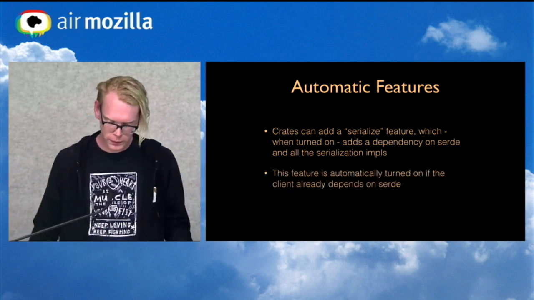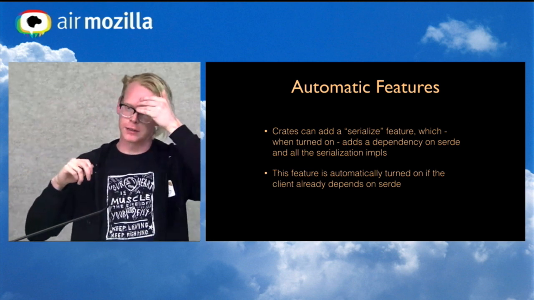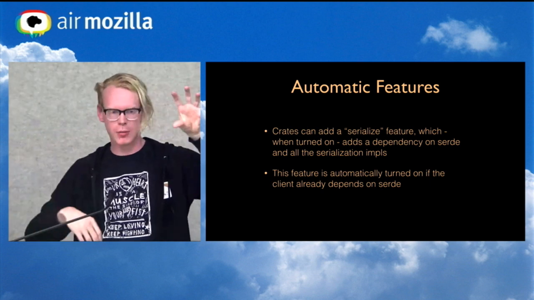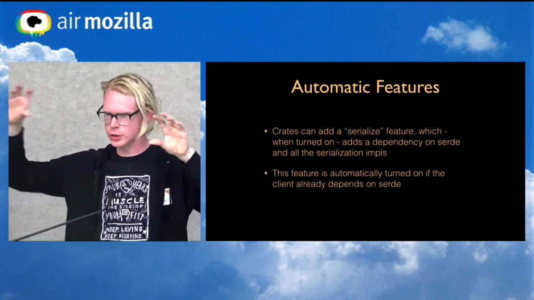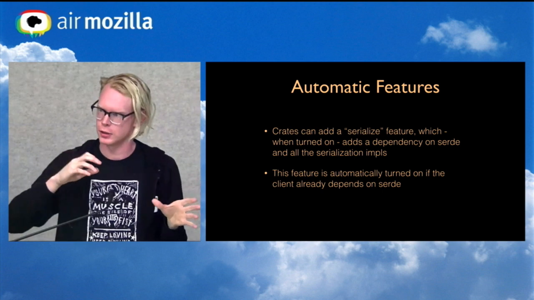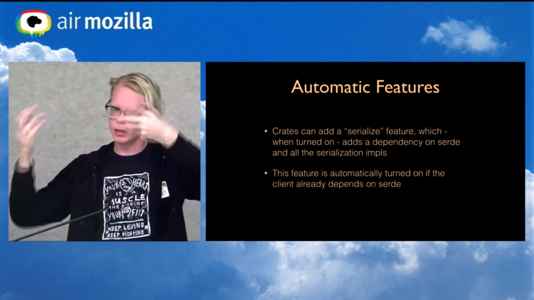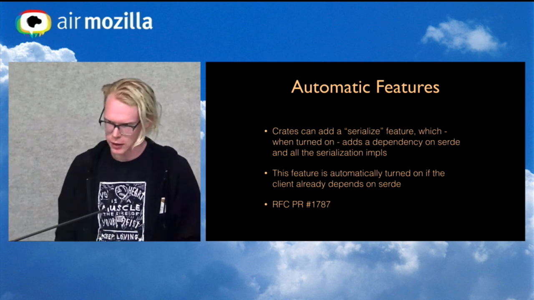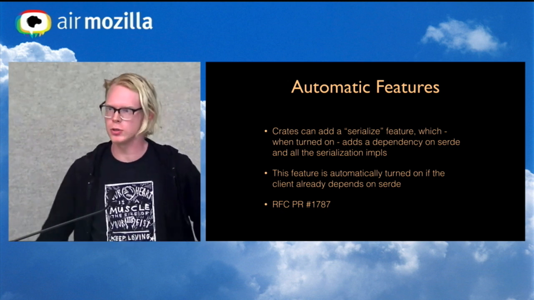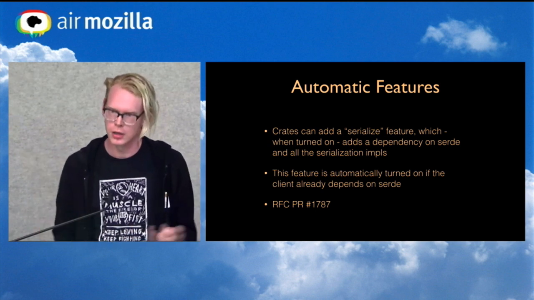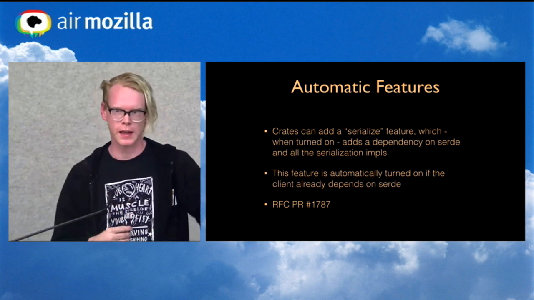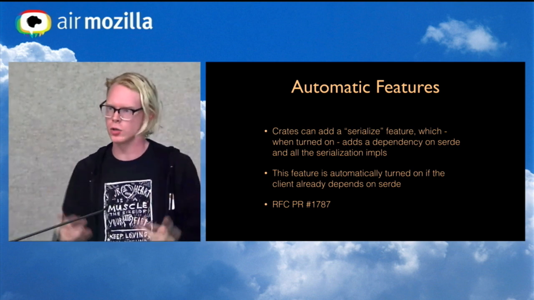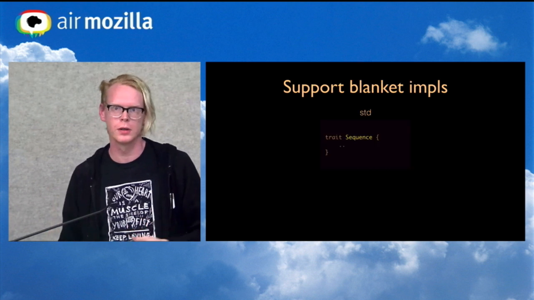But what we could do is this concept of automatic features, where we say, if I'm a library and one of my clients depends on Serde also, I'll automatically turn on this feature. And then I will automatically start depending on Serde and have these impls. And we have an RFC for this. And this solves some of the pain, but the problem with this is that the library still has to write those impls. If they just forgot to or just didn't care, it's still going to be a pain for you.